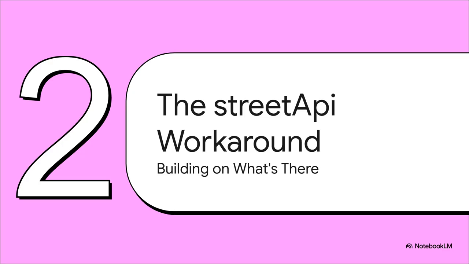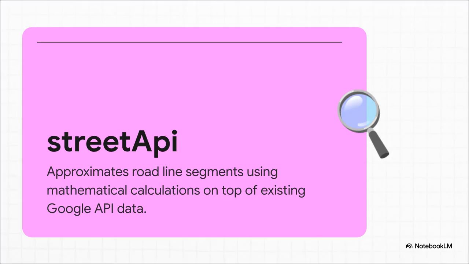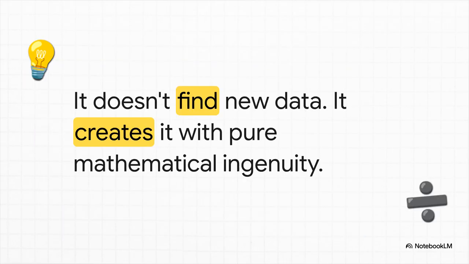And that brings us to the hero of our story today, a really clever project called streetApi. It's this brilliant solution that doesn't go out and find new data. Instead, it just builds what it needs from what's already there. So what is it? Well, it's this incredibly clever method that takes the one piece of data Google's API does give you, the center line of a road, and then it just uses math to figure out where the curbs and parking spots should be. And this is the part that is so cool. streetApi isn't a data finding tool, it's a data creation tool. It is just a perfect example of how some smart math can solve a really practical, real-world problem.